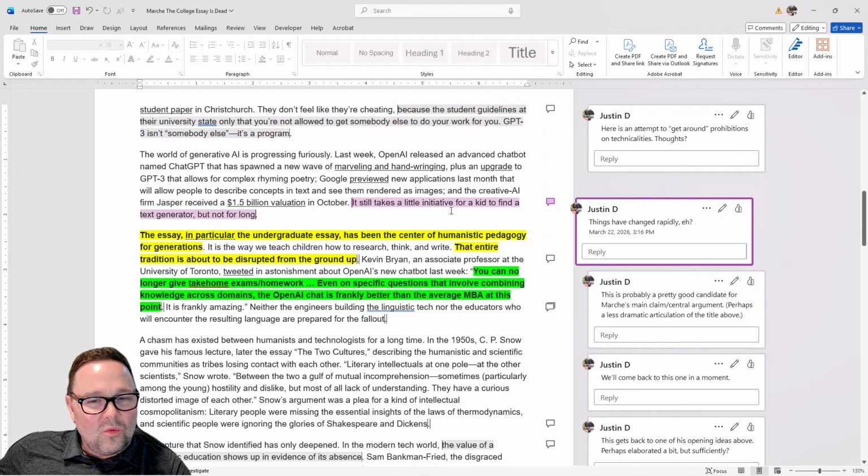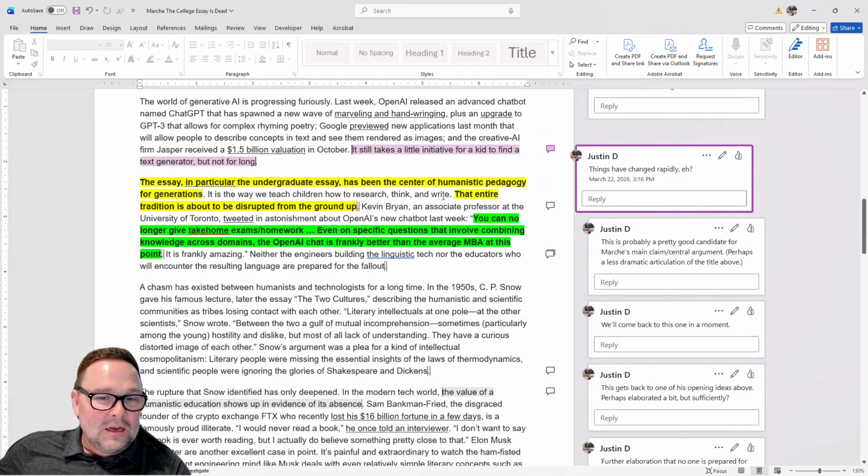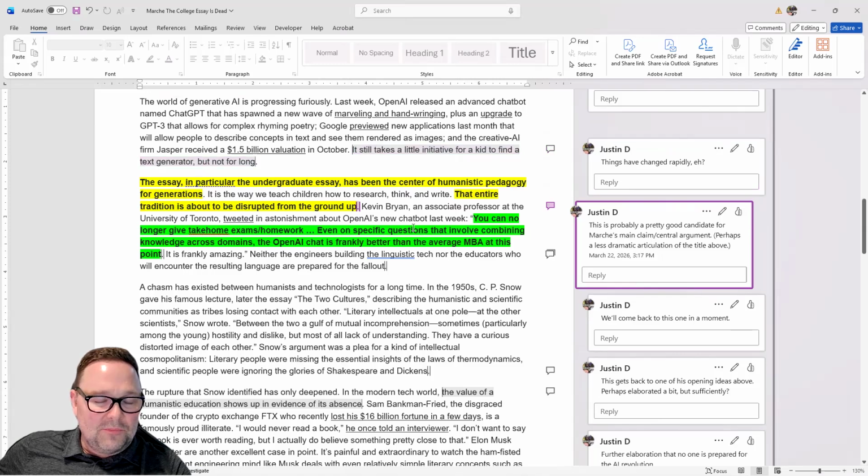I wondered how well this idea stands up, and the idea that it still takes a little initiative. In this case, March sort of infantilized students by calling them kids, but for a student to find a text generator. At least he was prescient enough to say, but not for long. And isn't that the case now? Here's a couple of passages in here. I thought this was an important paragraph.